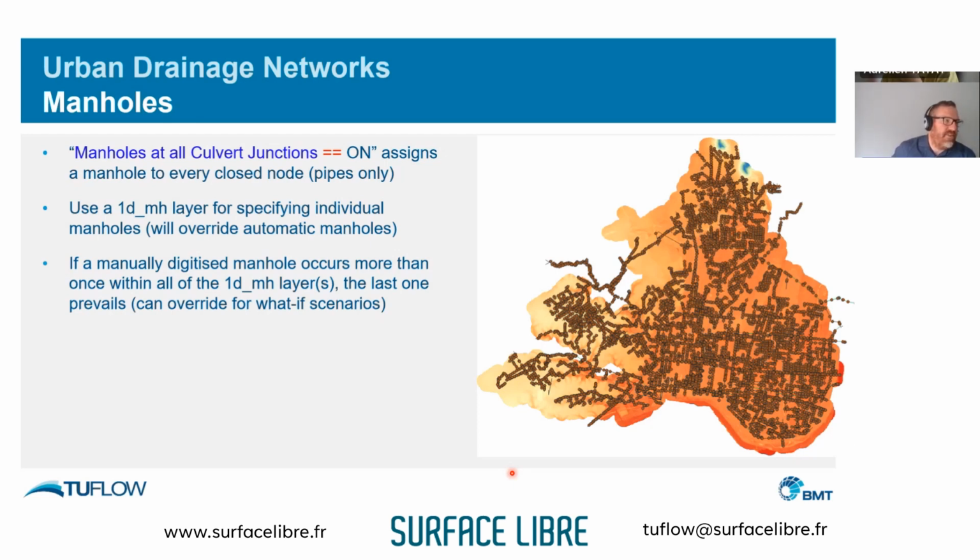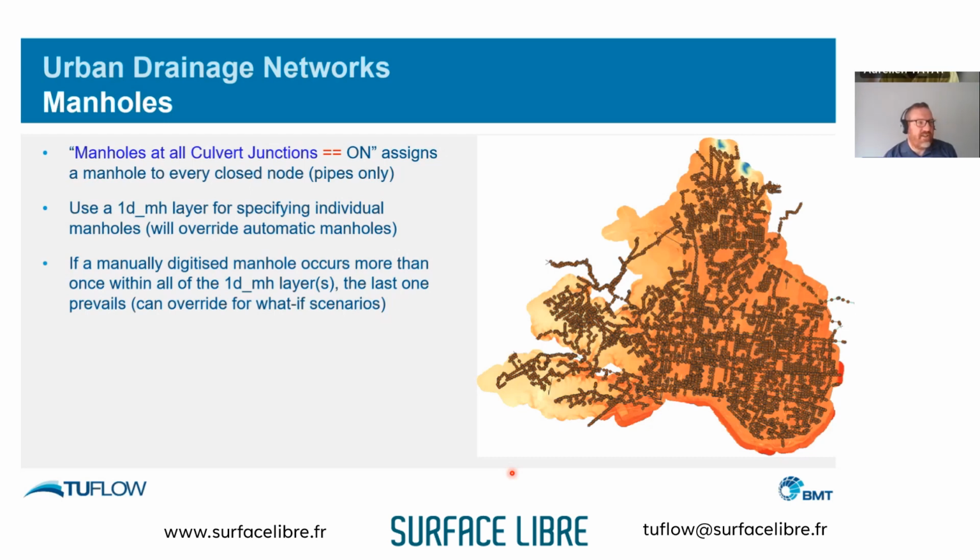So if there's specific manholes that we want as a different shape or using a different energy loss, that can be done. And we can actually use TUFLOW's layering approach to build that up. So we can have automatic manholes. We can then add in some manual manholes. And then it might be that we've got a couple of what-if scenarios where we want to try some other manhole options as well. So we can build them up on top of each other.